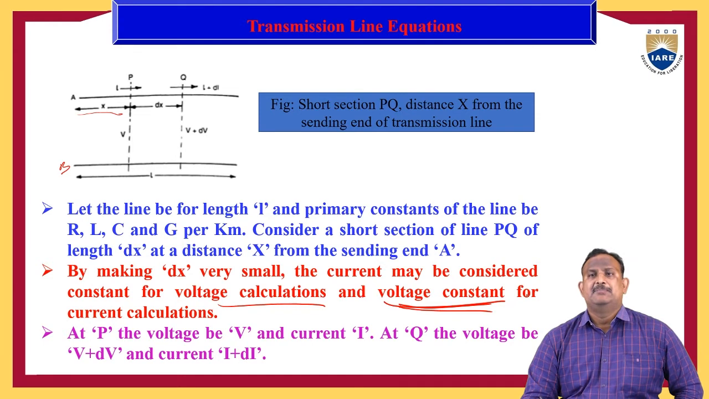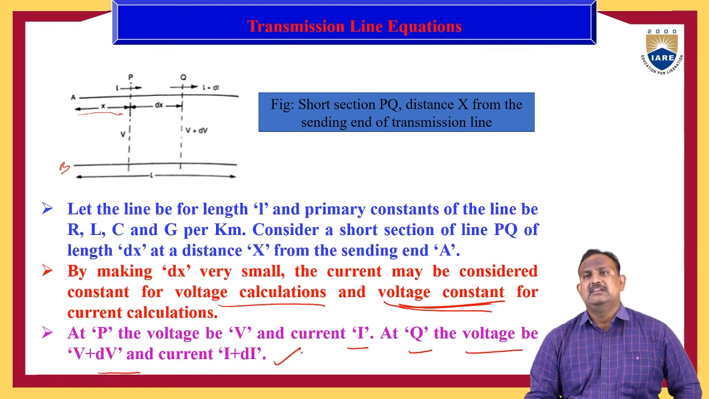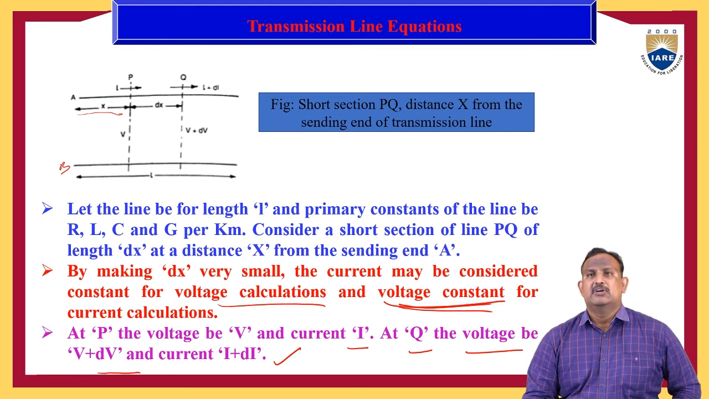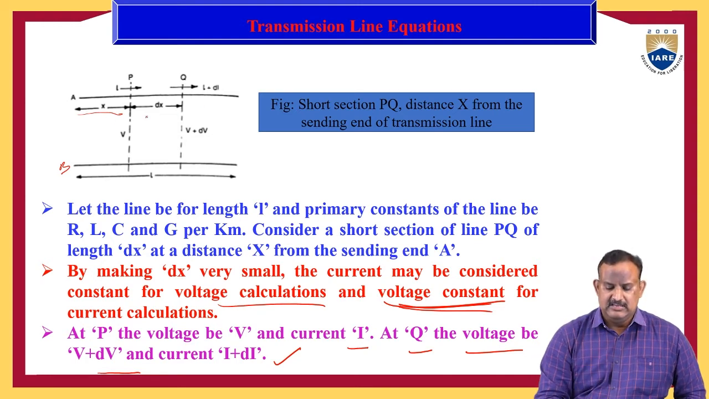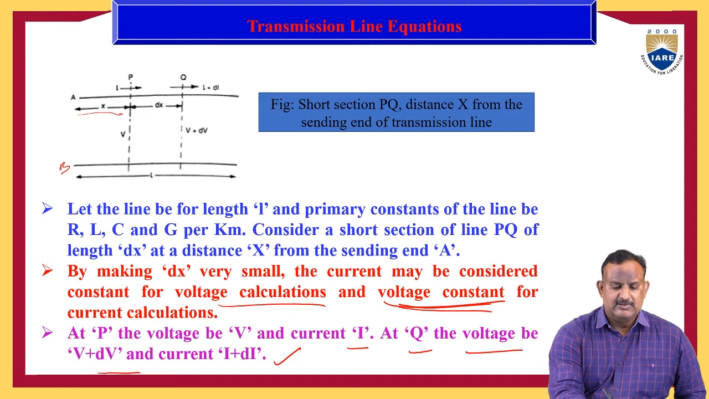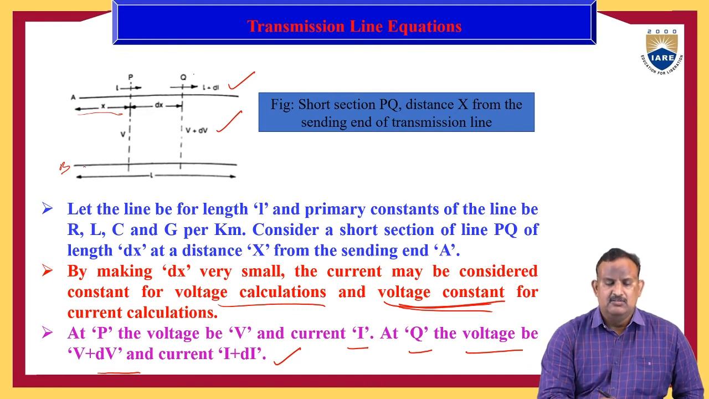So at P, the voltage is V and the current is I. At Q, because we are increasing the length to x plus dx, the voltage becomes V plus dV and the current becomes I plus dI. At point Q, the current is I plus dI and the voltage is V plus dV. At point P, the current is I and the voltage is V.